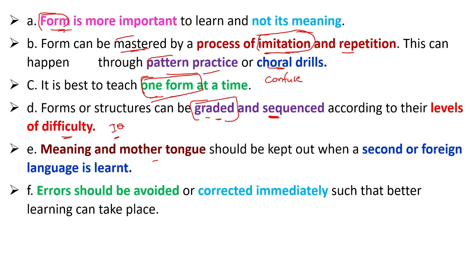Meaning and mother tongue should be kept out when a second or foreign language is learned. Yes, meaning is not important here. What is important here? As we discussed in the first sentence, form is important here. Form is important. Meaning and mother tongue are not important. They keep them out. Errors should be avoided.